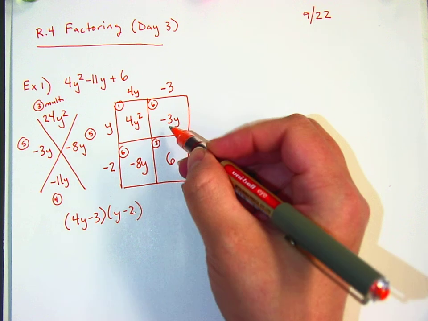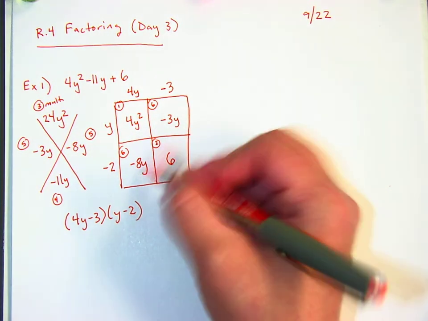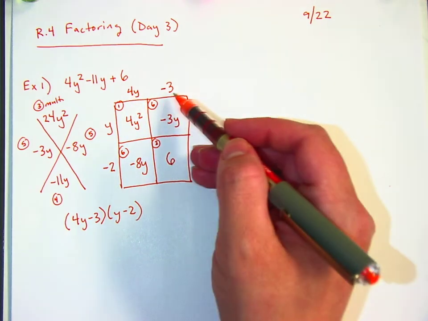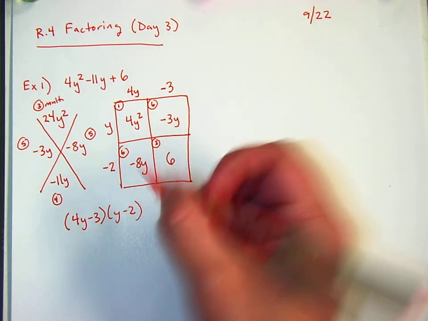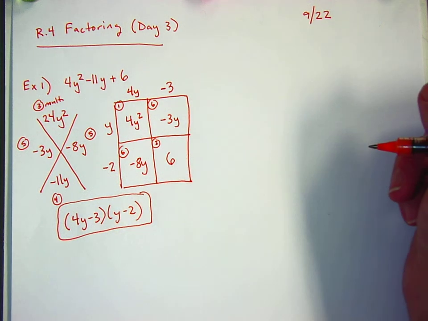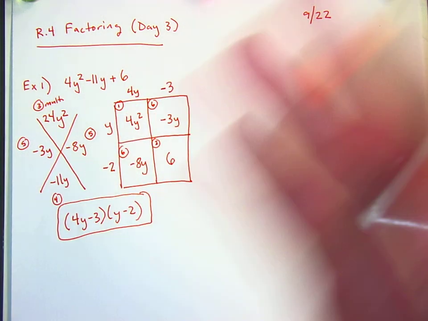And if you had put that negative 3y and negative 8y in opposite spots, that would have just changed the order of this. So the 4y minus 3 would have been on the side here, and the y minus 2 would have been on the top, which again doesn't matter. Okay, by the way, this system always works.